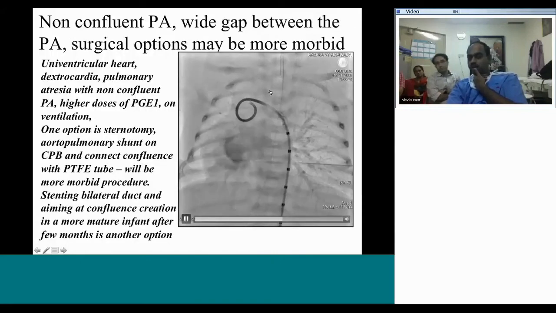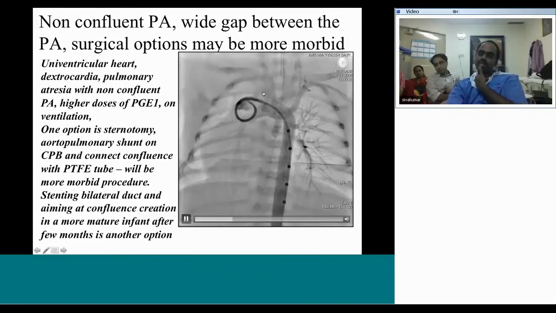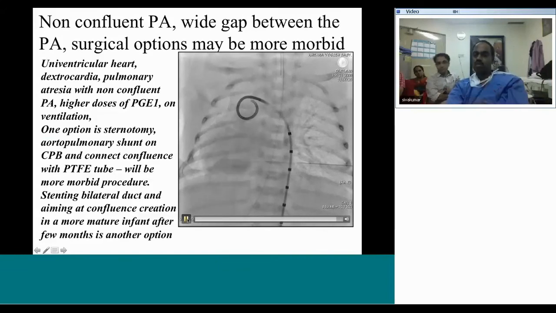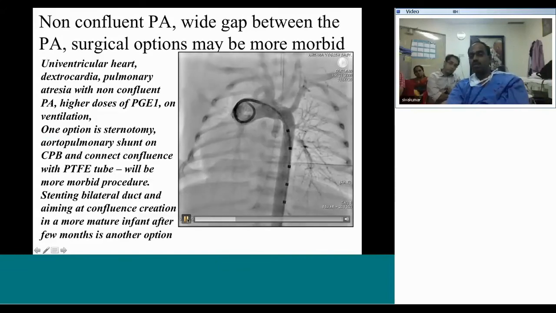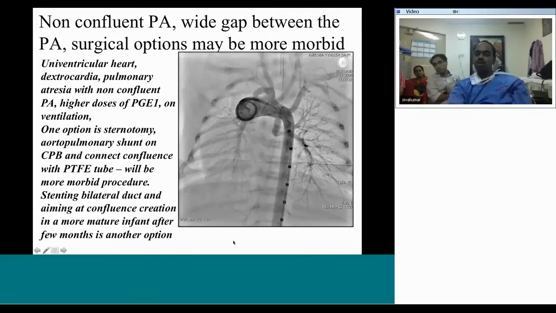Non-confluent pulmonary artery, this is an example of a non-confluent pulmonary artery. The right-sided ductus is arising from the right innominate artery. The left-sided ductus is arising from the undersurface of the aorta. I'll freeze it when both are sealed. So this is the right PDA, this is the left PDA. Each one of them you then grow.